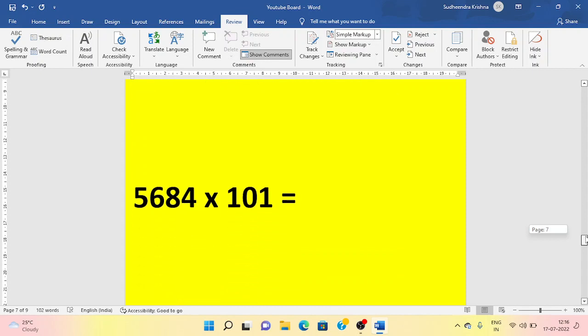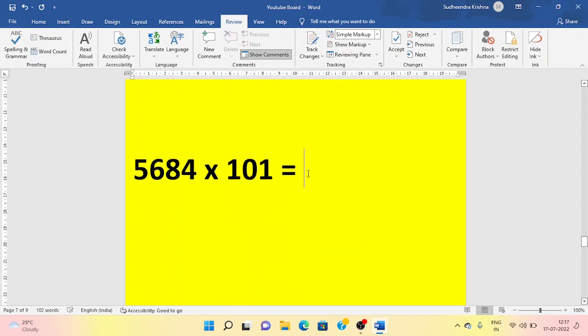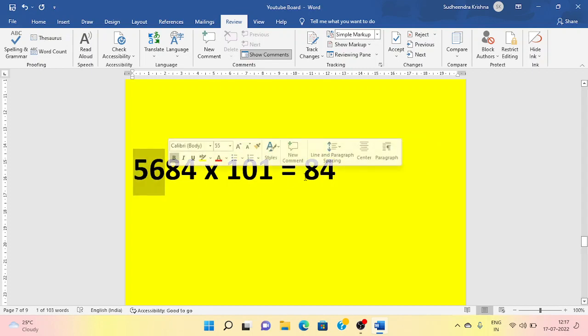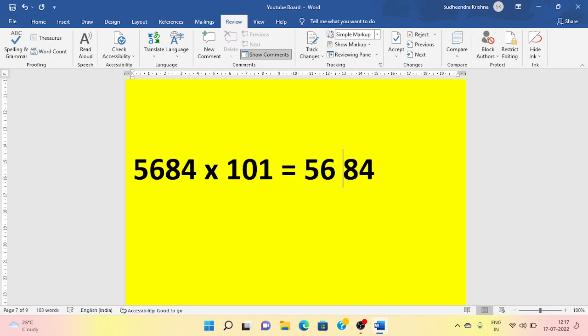Now let us take another 4-digit number. You have 5,684 into 101. So to get the right portion of the answer, put this 84 as it is. Now to get the left portion of the answer, put this 56 as it is. So we got the left portion of the answer and the right portion of the answer.